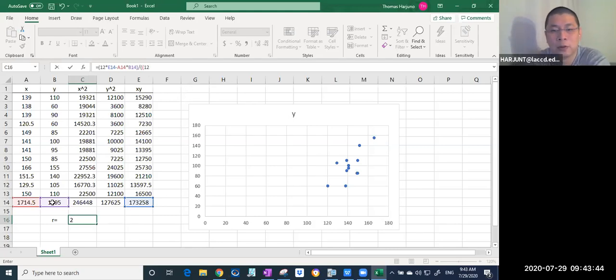Okay, 12 times the sum of x squared minus the sum of x being squared, close parentheses. This is the numerator for the sample variance for x. On this first one, this parenthesis here, times the numerator of the sample variance for y. But I'm supposed to do square root for each one of them. Let me group them together and do the square root to the power of 0.5.